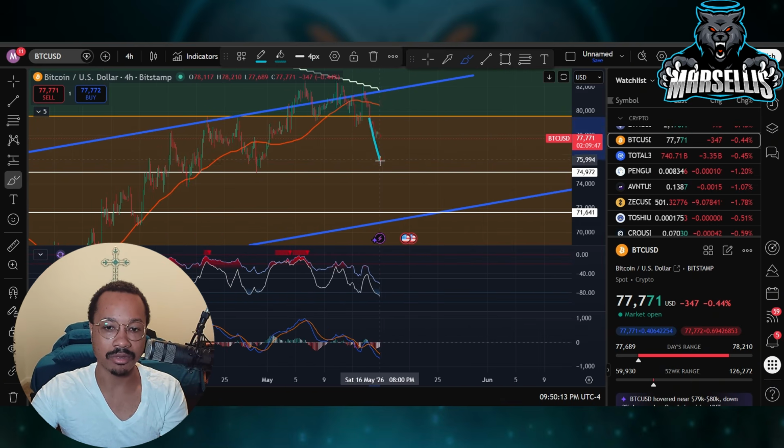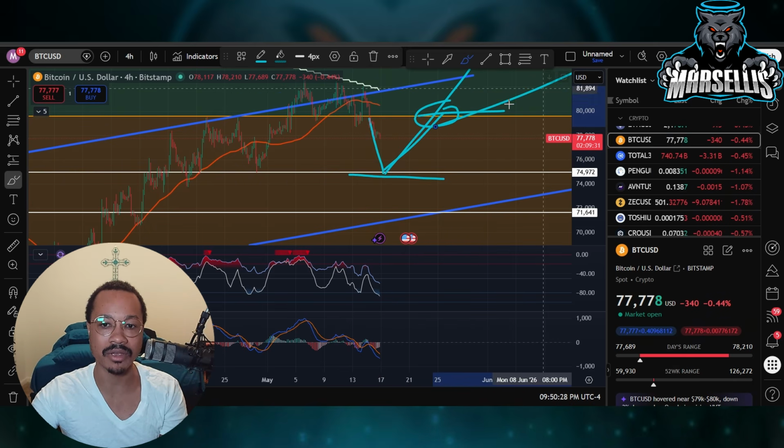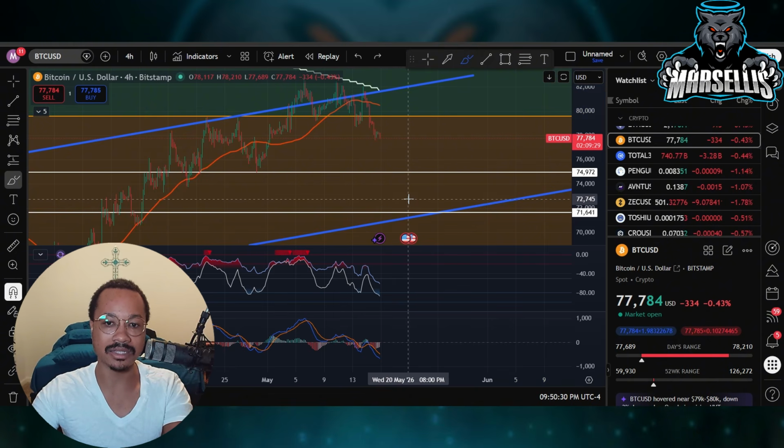It would look like us coming down here to the support, like I mentioned, to 75K, and then having a recovery. So we'll see how far that recovery goes. We'll see if we get rejected at that 79K level after we come back down to 75K. Once we have that recovery from there, we'll see if we can actually get past 79K and then see if we can continue upwards past 80K.